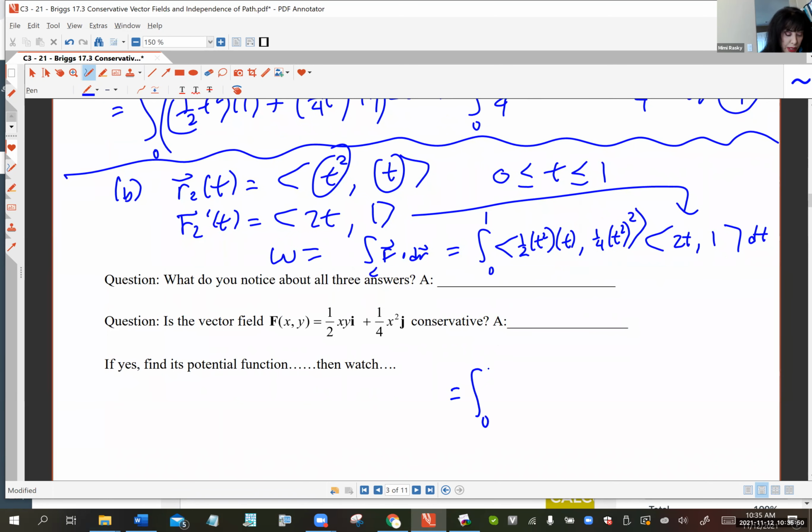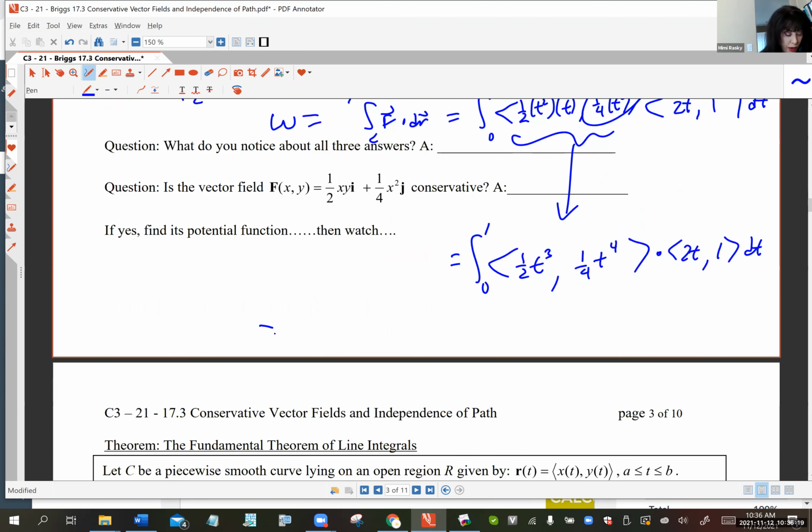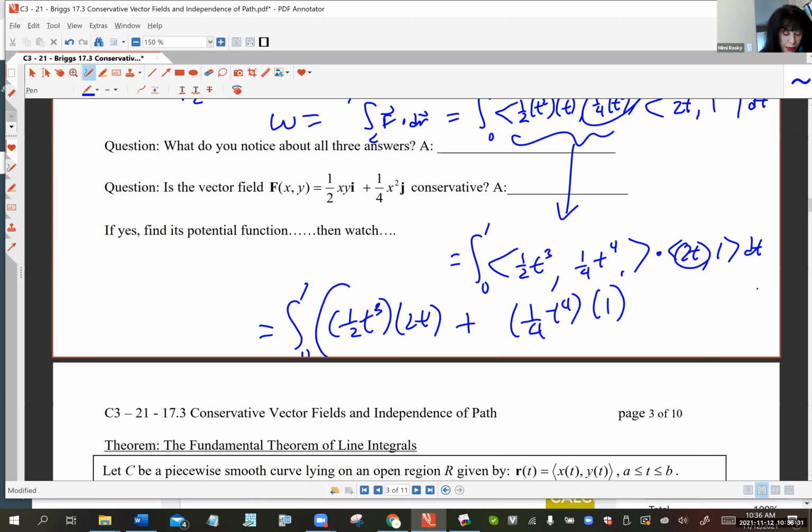I'm going to clean this up a little bit before I take the dot product, just to rewrite things as single powers of t. So this looks like 1/2 t cubed in there, and then t squared, squared, that's going to be 1/4 t to the 4th. Now let's go ahead and take this dot product. Pretty easy peasy here. So I get the product of 1/2 t cubed with 2t, plus the 1/4 t to the 4th multiplied by 1. And this whole thing you're going to integrate with respect to t.